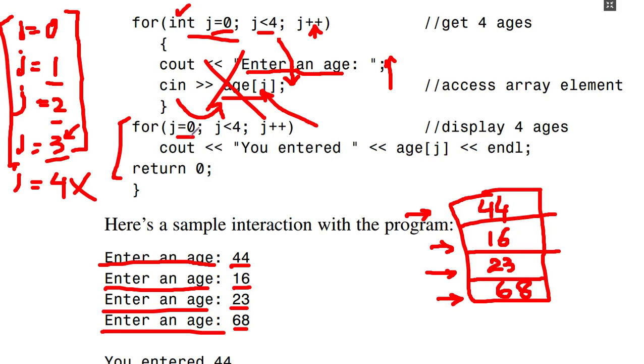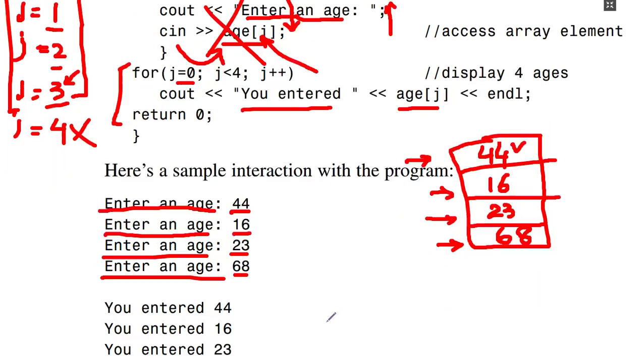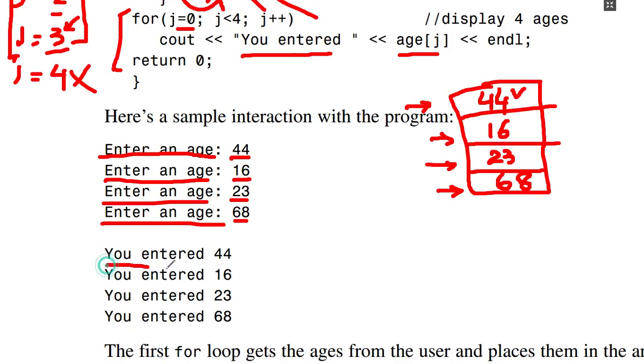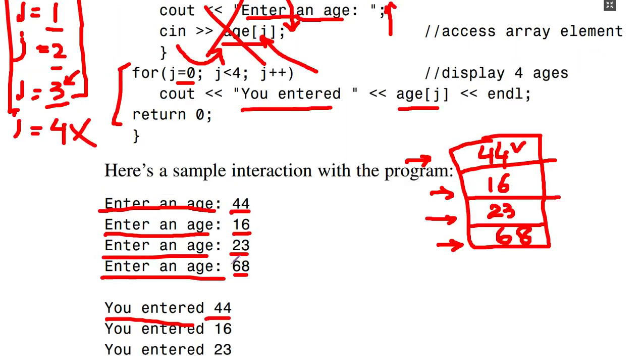So j is assigned the value 0, and the same thing happens again. j is less than 4, so the first time j is equal to 0, which is less than 4, this loop would execute. And what is inside the body of the function? The first thing printed is "You entered", and then age j. Since j is equal to 0, age 0 would be printed. So the first time it would print "You entered 44". You can see from here, you entered 44, because age 0 means 44.